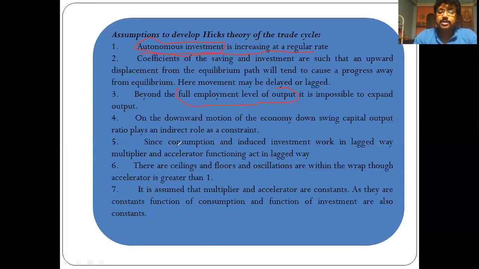And here the accelerator is greater than 1. In the Hicksian model, the accelerator is greater than 1. Now it is assumed that the multiplier and accelerator are constant. As they are constant, the function of consumption and the function of investment are also constant. These are the assumptions on the basis of which the Hicksian model of trade cycle was developed.